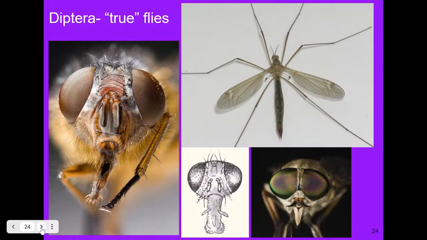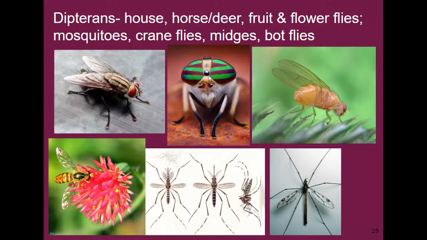Okay, so dipterans, you've got house flies, and the eyes are really pretty on this one, but the horse and deer flies have those blade-like mouth parts and they bite. Fruit flies, and from a genetic standpoint, this is also a really important group because lots and lots of genetic studies have been done on fruit flies. And some people call these hover flies or flower flies, and a lot of them look like a wasp. They've got black and yellow colorations, but they're not. These guys are harmless. They're flower feeders. Okay, and mosquitoes, which actually do bite, crane fly, which does not, but they do have a similar body shape.